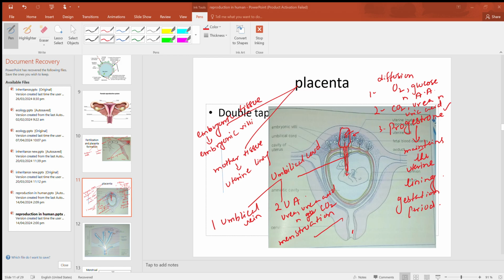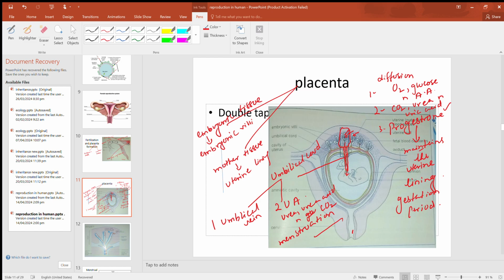So why is it important that blood entering the placenta from the mother does not mix with the embryonic blood? Number one, because the mother and embryonic blood may have different blood groups, so it may cause agglutination. We know that when there are two different blood groups, it may lead to agglutination or clumping of the blood. And number two, the high blood pressure of the mother may kill the fetus. And one more thing, it prevents the entry of harmful substances. Another function of the placenta is that it prevents the entry of harmful substances into the fetus.